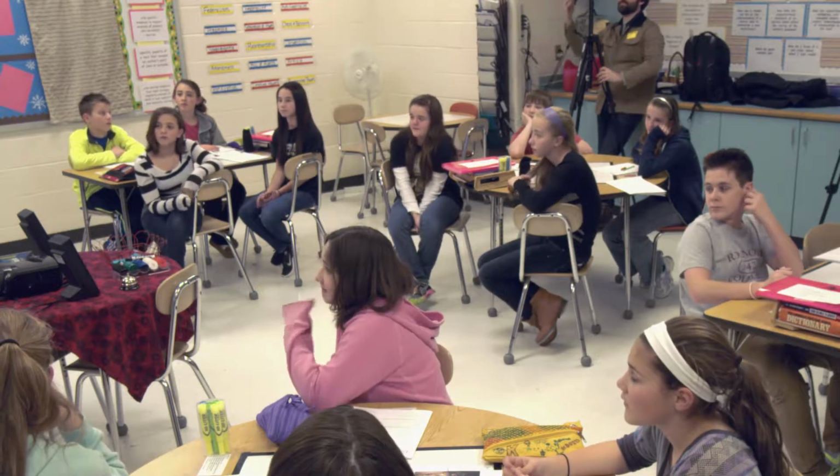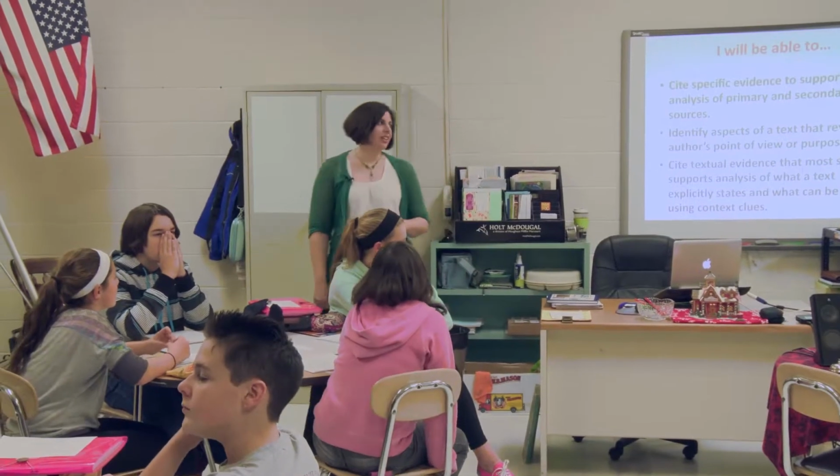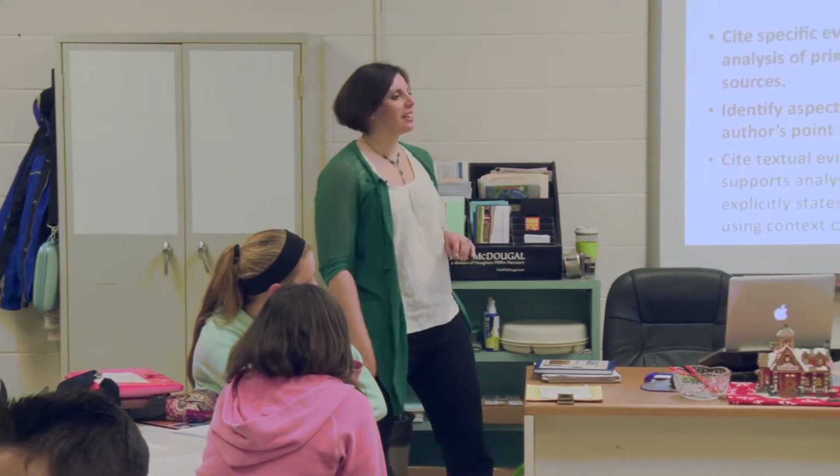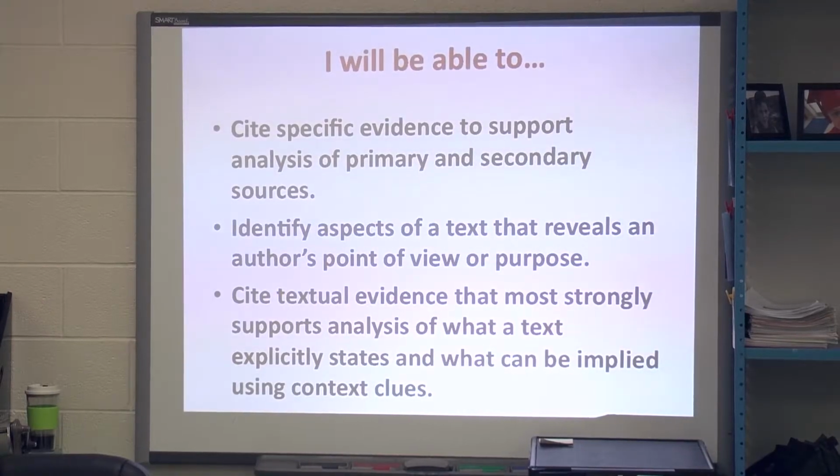So remember our learning outcomes here. You will be able to cite specific evidence to support analysis of primary and secondary sources, and identify aspects of a text that reveals an author's point of view or purpose. We're talking about not written text, but visual text. A painting can be considered text as well, so that's why when I say text, I'm talking about the painting in addition to the other resources that we've been working with.